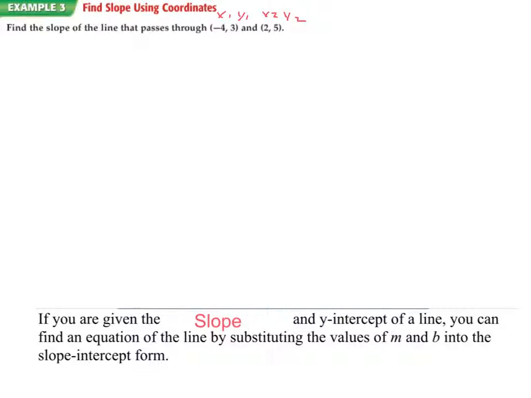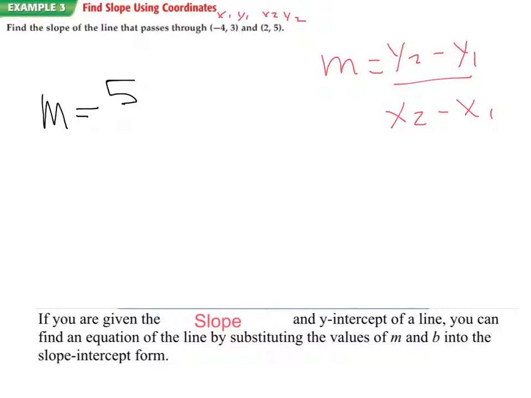And I always do this, even though I've done these problems a million times, because it's really helpful to have them labeled so that you don't have to wonder which one's y2, which one's y1. So, when we're finding the slope, we know that our equation is m equals y2 minus y1 over x2 minus x1. So, when we go to do this problem, all we're doing is plugging the values that we labeled in. So we have m equals y2, which we said was 5, minus y1, which we said was 3, over our x2 value, which was 2, minus our x1 value, which was negative 4.